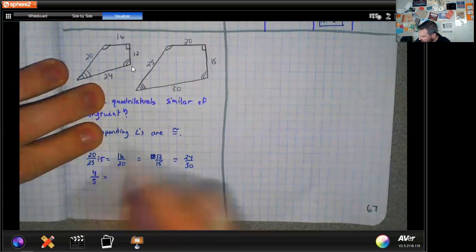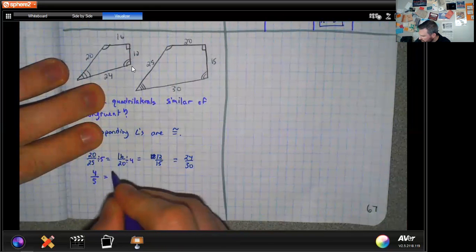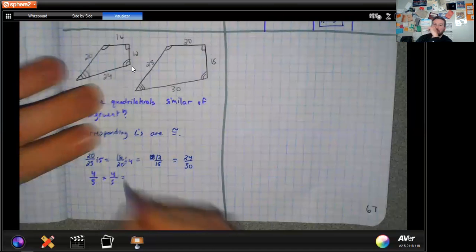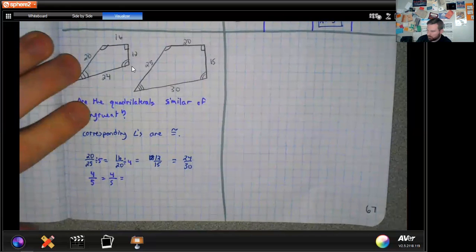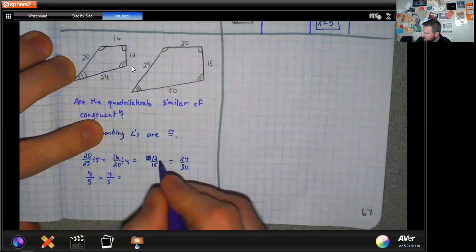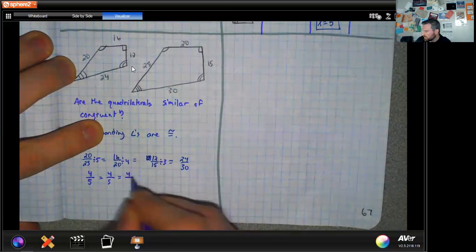Here I'm going to divide by 4. 16 divided by 4 is 4. 20 divided by 4 is 5. So I get the same one. And you really need to check every single one of these, because you could check the first 3 and then this fourth one maybe not work. Okay, so 12 and 15, let's divide by 3. So 12 divided by 3 is 4. 15 divided by 3 is 5. So that works.